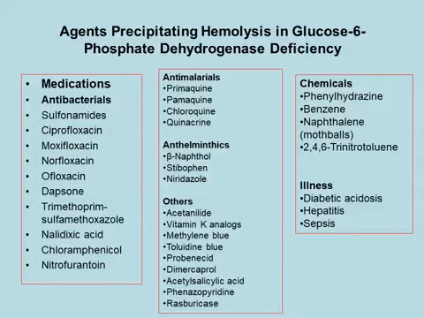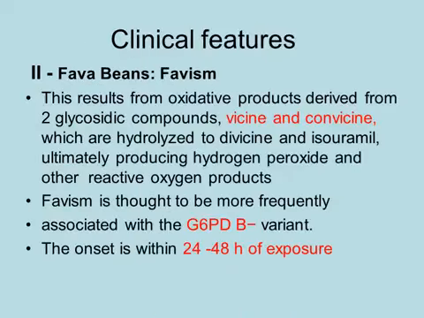They may be antibacterial, such as sulfonamide, ciprofloxacin, nalidixic acid, trimethoprim, sulfamethoxazole, antimalarial, antihelminthics, chemicals such as vitamin K analog, chemicals like benzene, and illness like diabetic ketoacidosis, hepatitis, and sepsis.